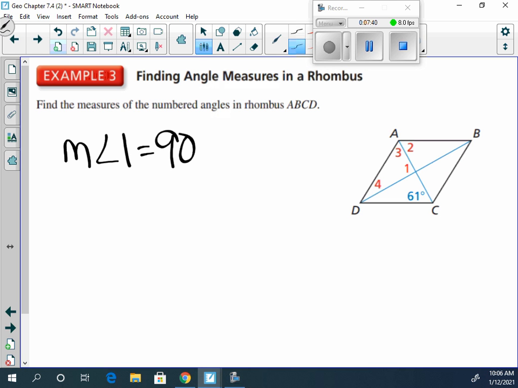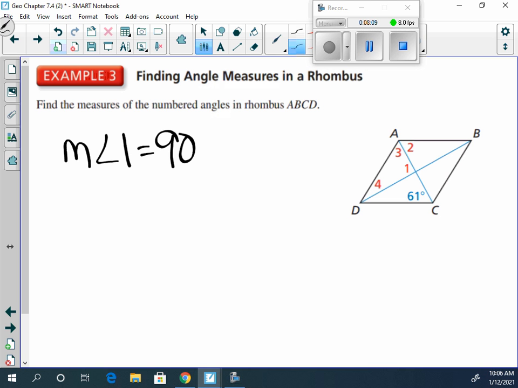Now we need to find the other angles, yes? Because we know 1 is 90. But now we kind of need to know the rest. Well, I know one of the angles at C is 61 degrees. Yes? What was the other postulate or theorem we just saw with rhombuses? Because we have the diagonals are perpendicular to each other. What was the other one?